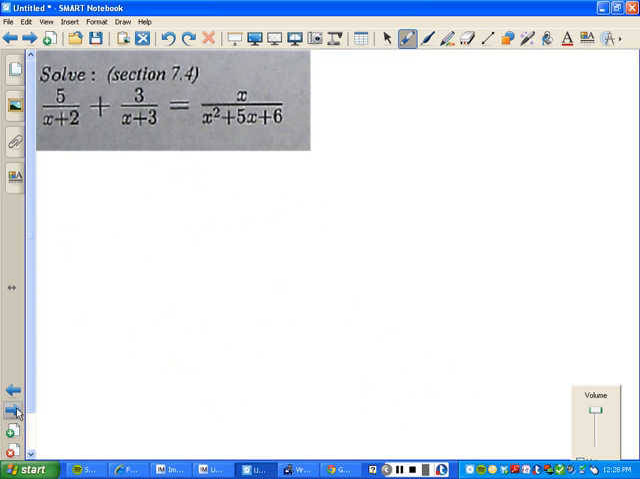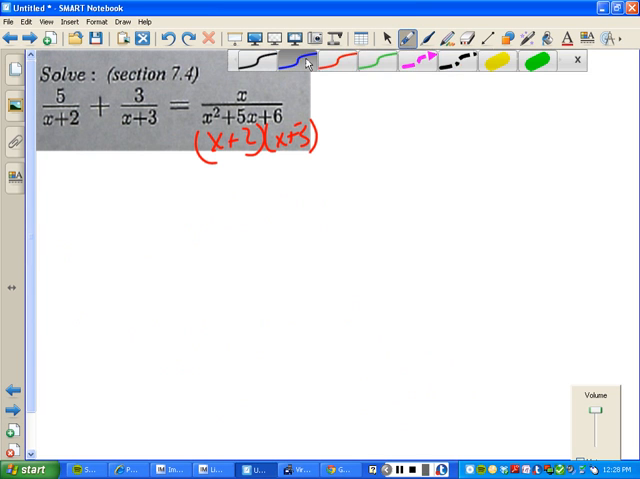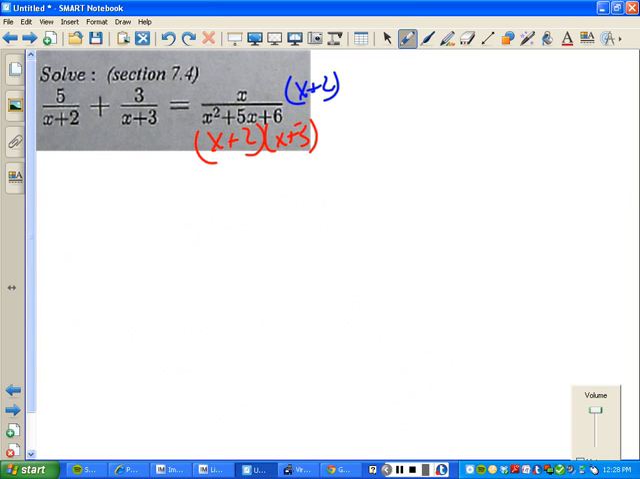All right. Common denominator: x plus 2, x plus 3. I'm going to multiply 3 by x plus 2, x plus 3, and each of the other terms by x plus 2, x plus 3. Now, x plus 2's cancel. X plus 3's cancel. Both of these cancel.